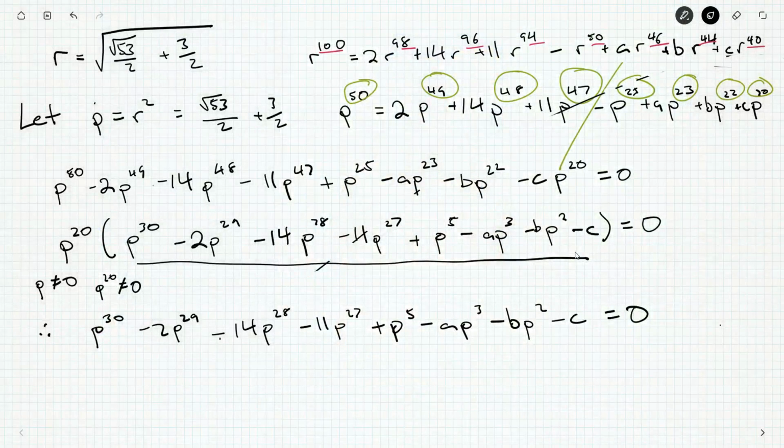So we get P is, I'm going to change it to 3 over 2 plus root 53. Actually, I can just change it to 3 plus root 53 over 2. Don't know why they didn't write it that way in the first place. Okay.